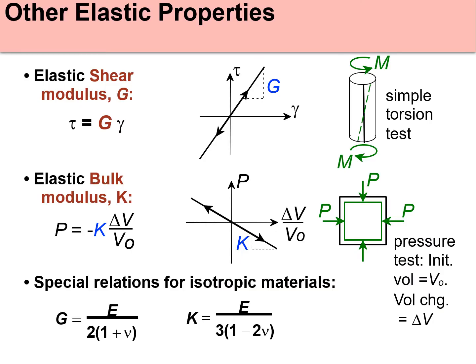So these are the other related elastic properties. Here we see the elastic shear modulus G, represented by this formula: tau equals the rigidity modulus times the shear strain. Also there is the elastic bulk modulus, denoted by K, where K is the constant in P equals negative K times the change in volume divided by the original volume. The special relationships for isotropic materials can be concluded into these two formulas.